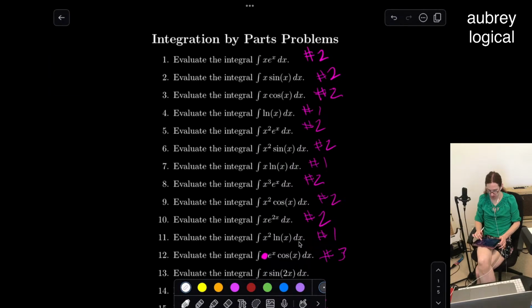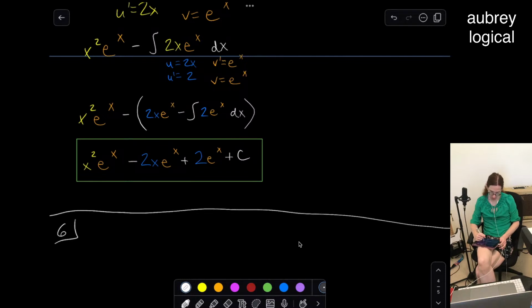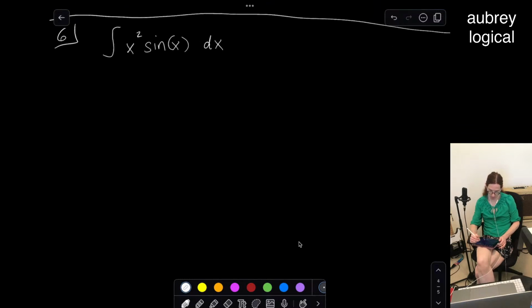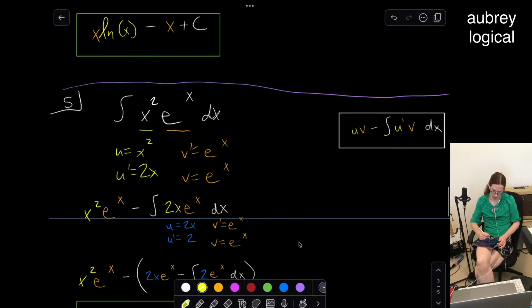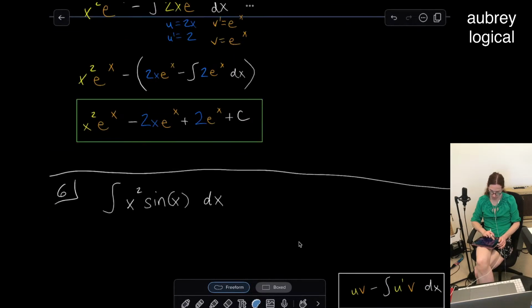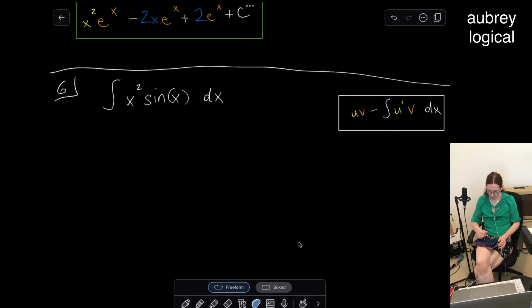x squared times sine of x dx. Okay. Not really grabbing this because I need it. I just think it's helpful, so people don't just think I'm pulling this out of thin air.